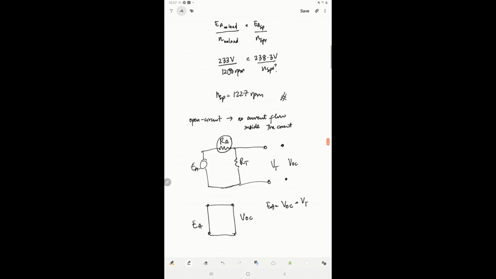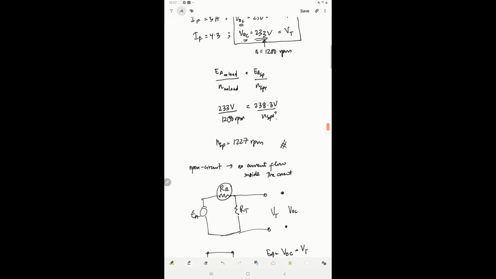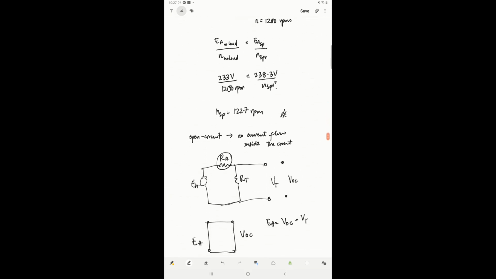And therefore, that's why we read it like that from the magnetization curve.